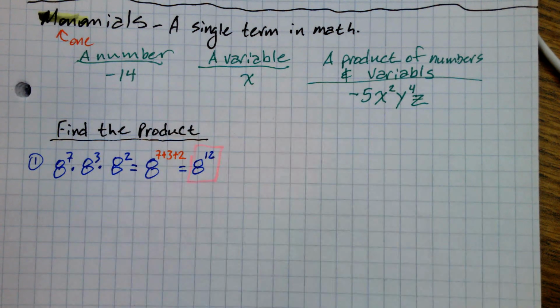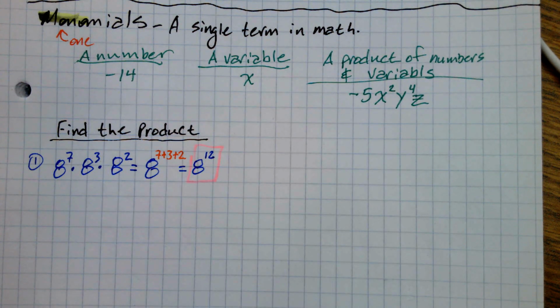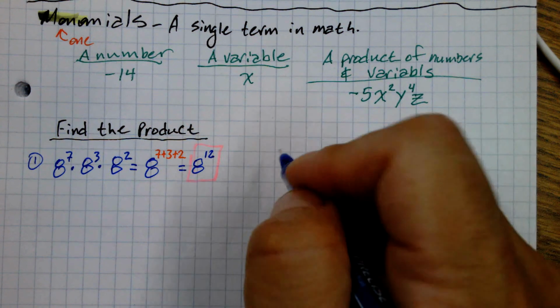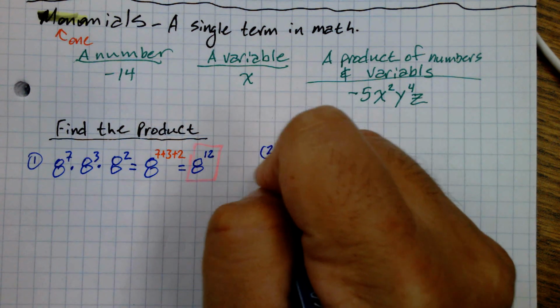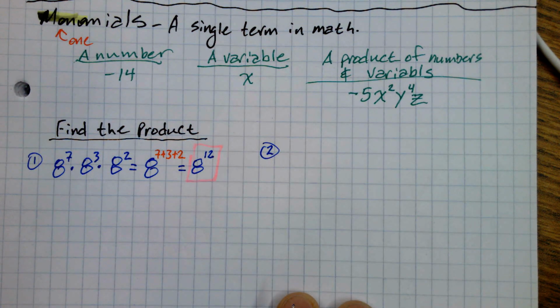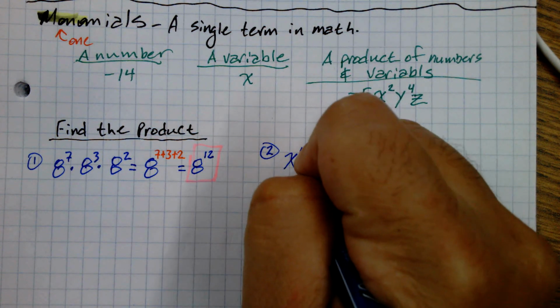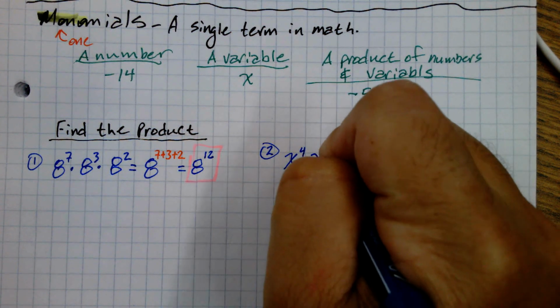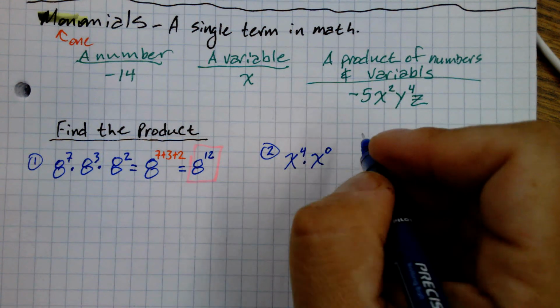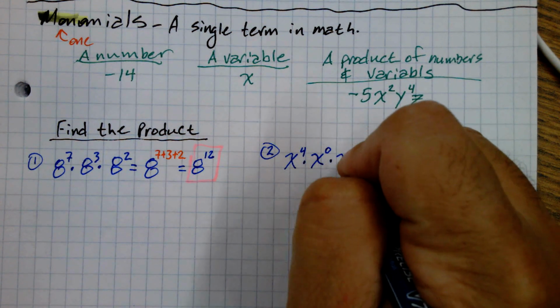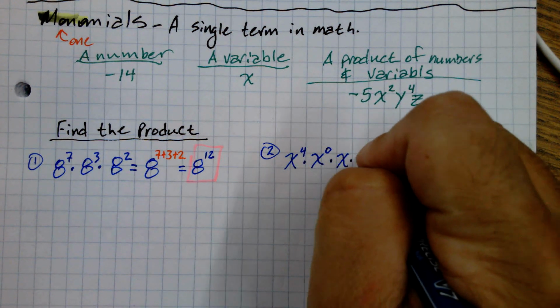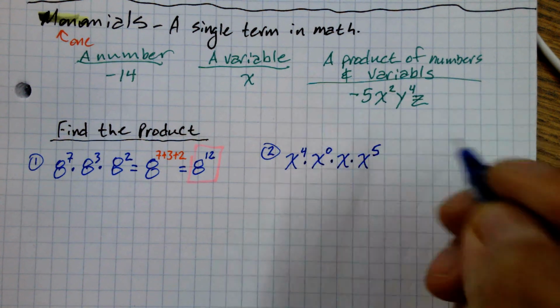Let's throw in some simple variables for number 2. Ready? Let's do x to the 4th times x to the 0 times x to the 5th.